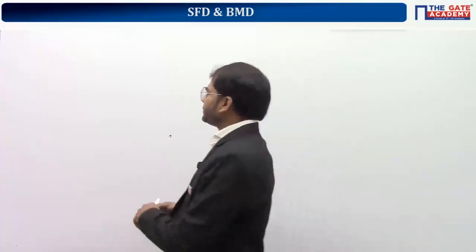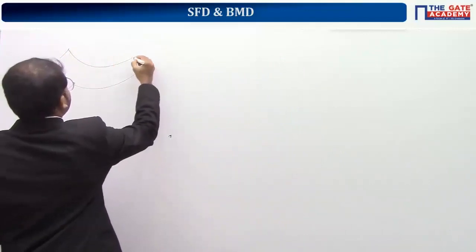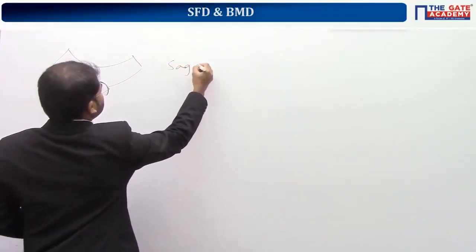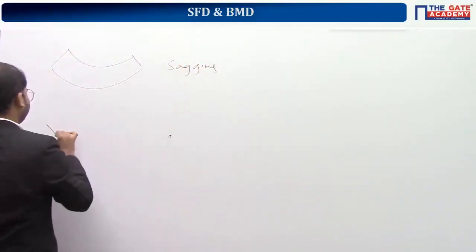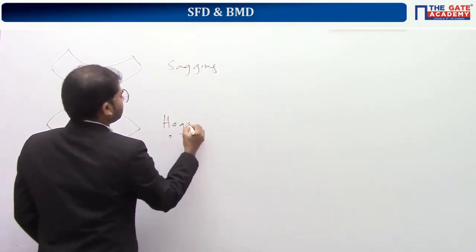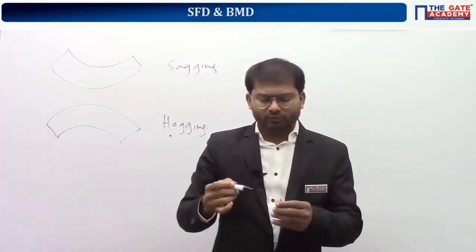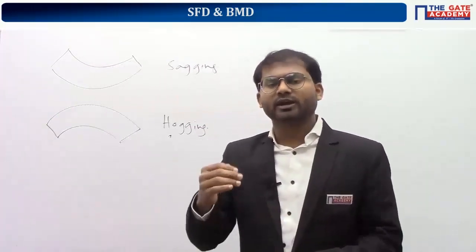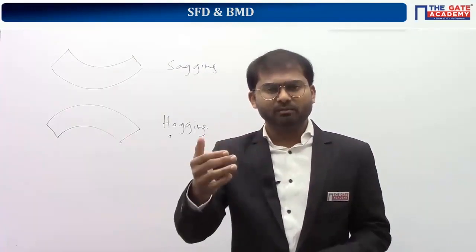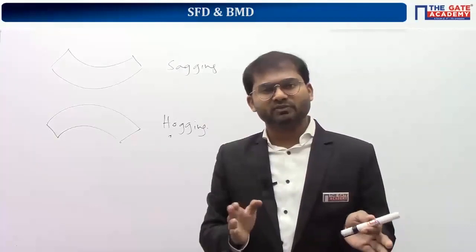Sagging means the beam is bending in this way; we call this phenomenon sagging. And if the beam is bending in this way, the phenomenon is called hogging. Now, every time it's not possible for us to just look at the bent beam and decide whether it is sagging or hogging. Sometimes it's very easy, but sometimes it becomes very, very difficult.